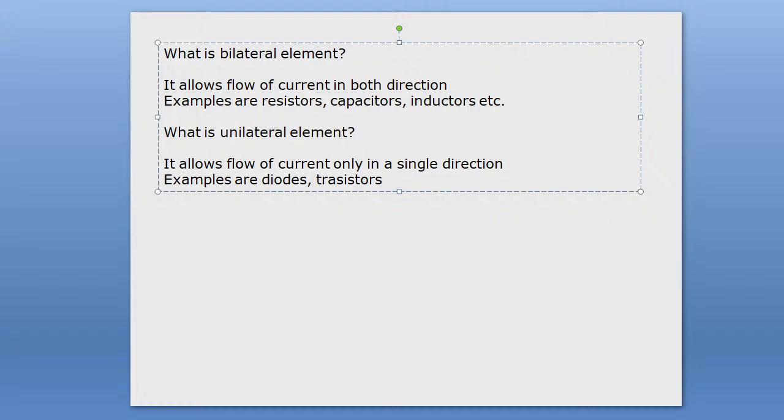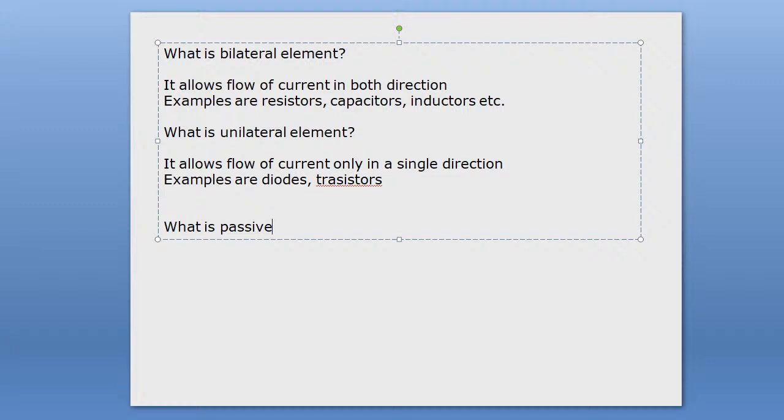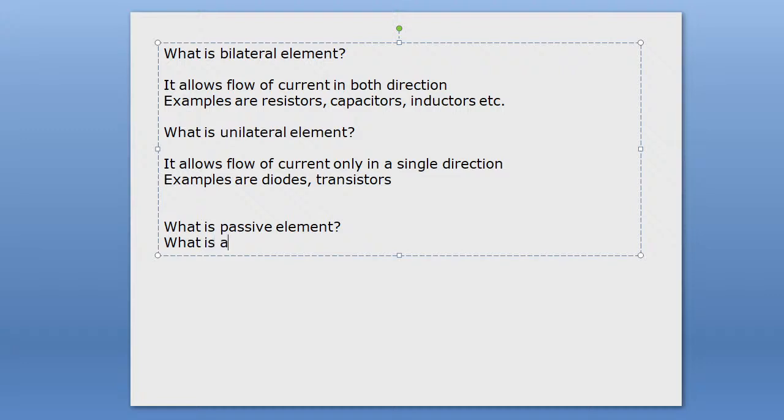Now you tell me, what is a passive element and what is an active circuit element, and give examples of these two types of elements.